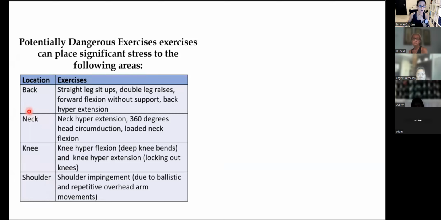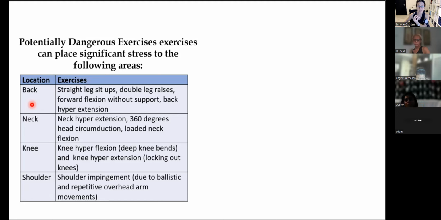So for example, when you do straight leg sit-ups or double leg raises, again the same thing we mentioned before, forward flexion without support, or you're doing a kind of back bend hyperextension, all those exercises, if someone has a problem with the back, can make it worse, okay? I'm not saying you shouldn't do a straight leg sit-up or double leg raises. No, I'm not saying that. I'm just saying that is the part where there's the most stress on the joints, okay?